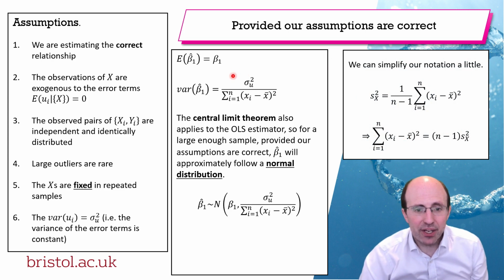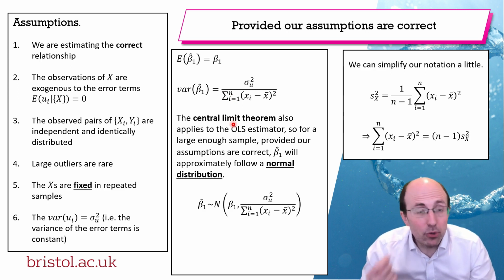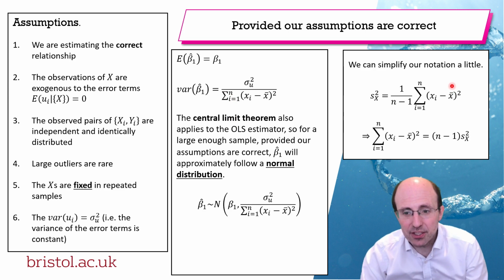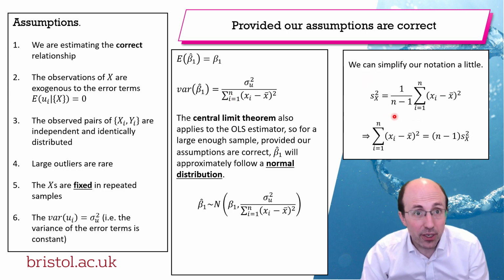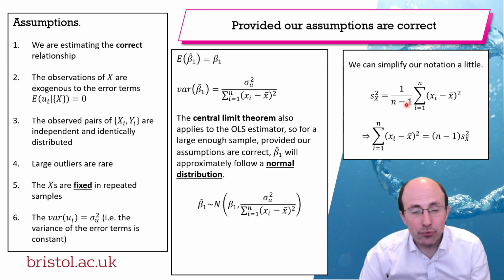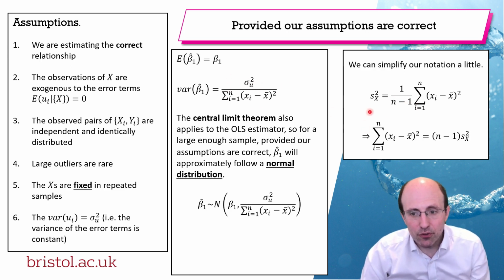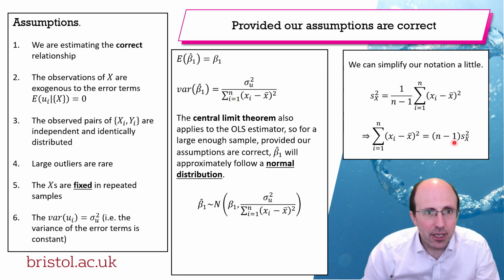The variance of beta 1 hat is equal to the variance of u divided by the sum of the x minus x bar squared. And the sum of the x minus x bar squared may look familiar because we've seen something similar when we looked at the s squared, the unbiased estimator of the population variance. The s squared is 1 over n minus 1 times the sum of the x minus x bar squared. So we could write this variance of beta 1 hat in terms of s squared and the number of observations. We could replace the sum of the x minus x bar squared with n minus 1 times s squared.